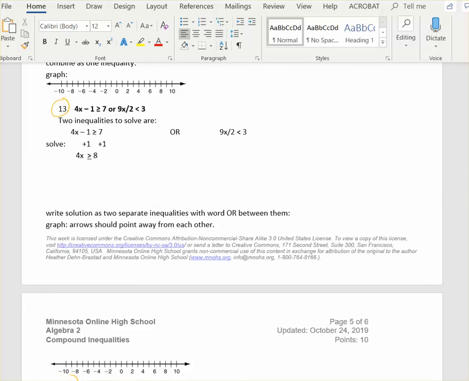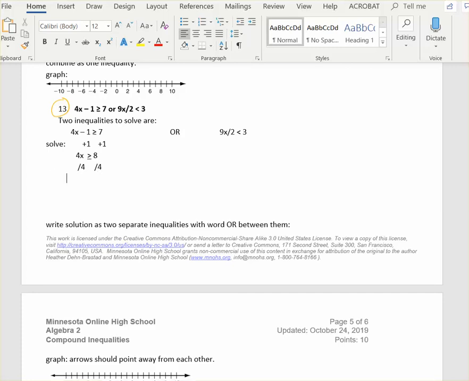Divide both sides by 4 in order to get the x by itself. And then we end up with x is greater than or equal to 8 divided by 4, which is 2. So that's one part of my solution.